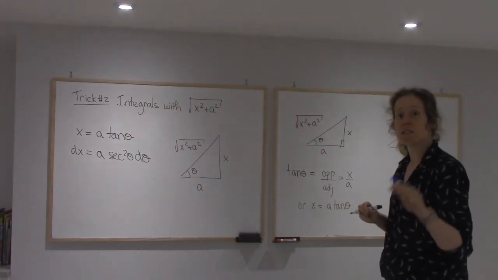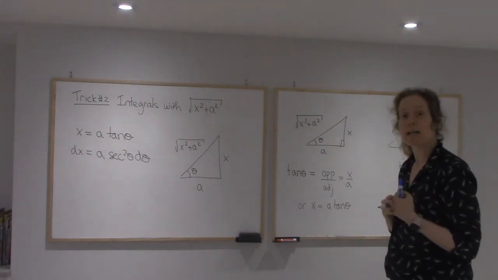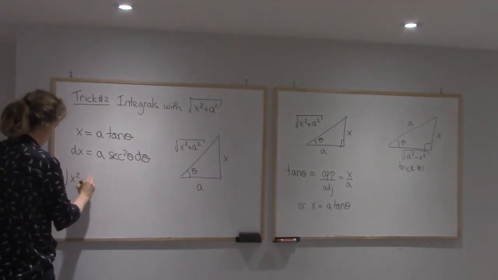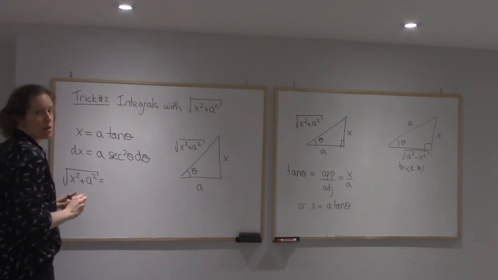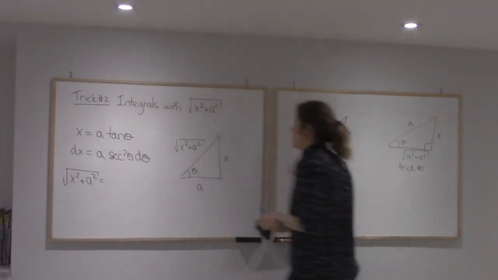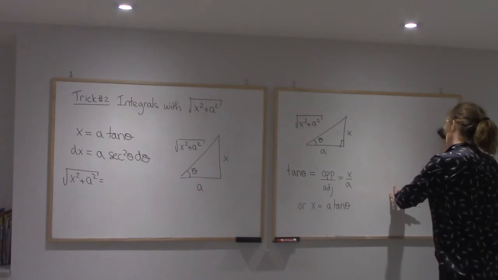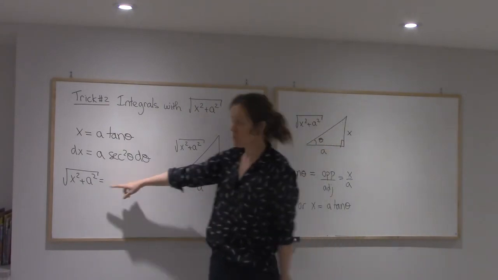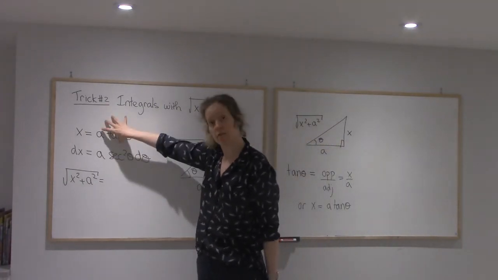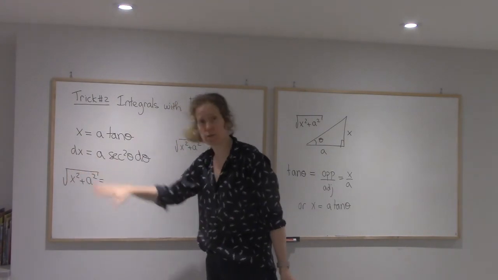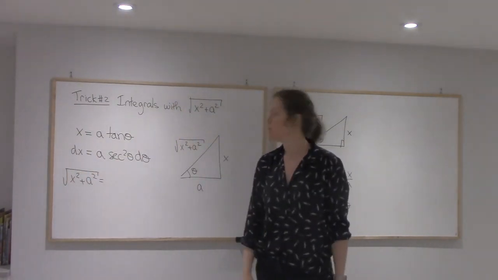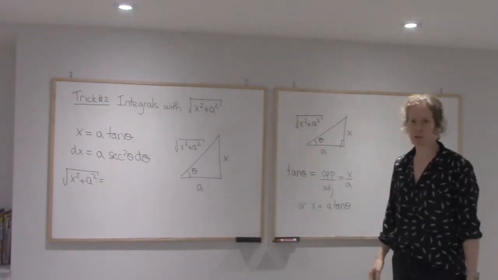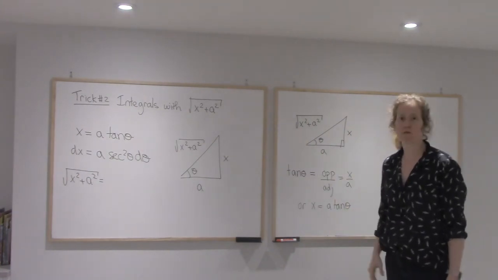And the only thing we need to make this trick complete and to be able to attack integrals is, what should I replace this with? Now, in the last trick, I proved what this was by taking the value of x and replacing it here and simplifying. And that would work here as well. But since we have the triangle here and we've used the triangle to deduce what x should be, let's use the triangle to deduce what the square root is.